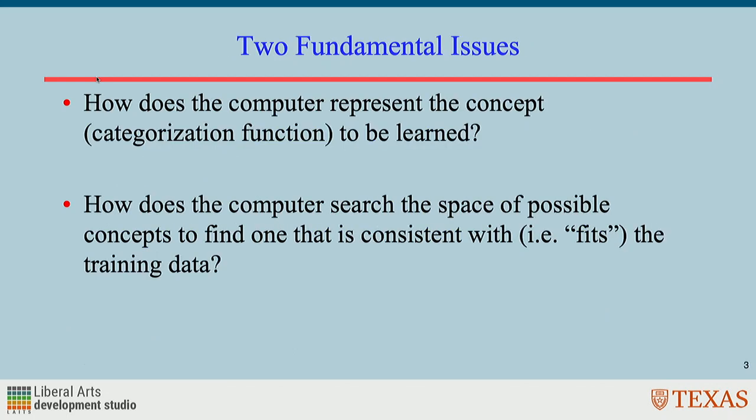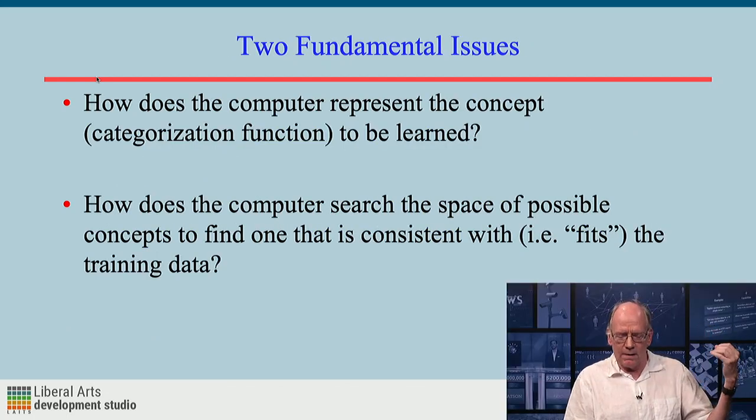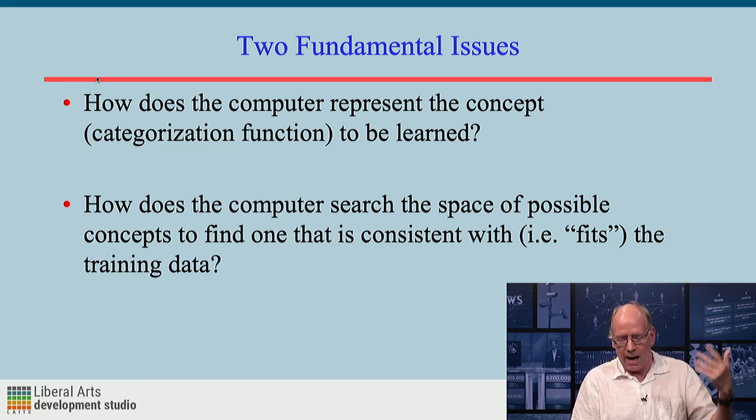But Adam didn't have time to get into some of the details about what I call the two fundamental issues of building a machine learning system. One is, how does a computer represent the concept or this categorization function or hypothesis? I mean, Adam used various words to refer to what you want to learn. And then, how does the computer find that right hypothesis that fits the training data effectively and does that efficiently?